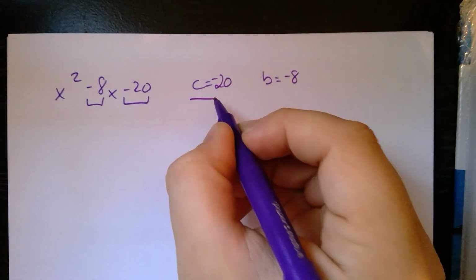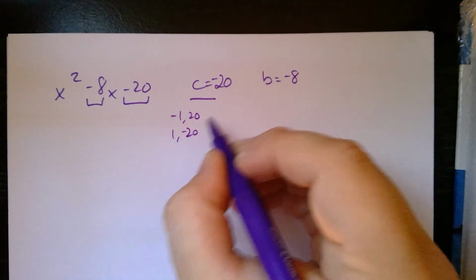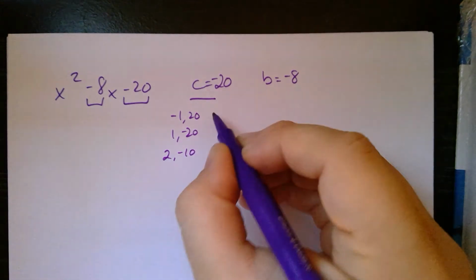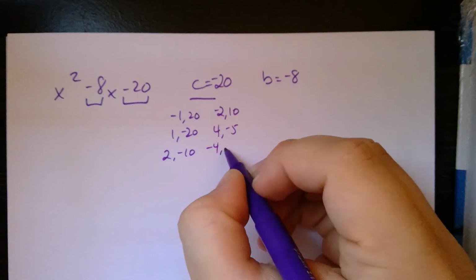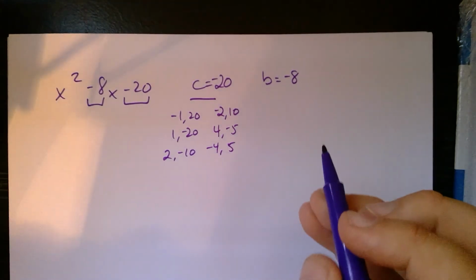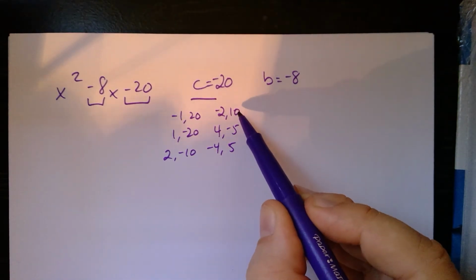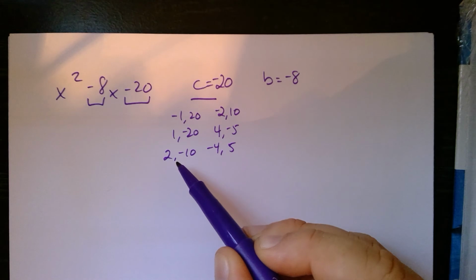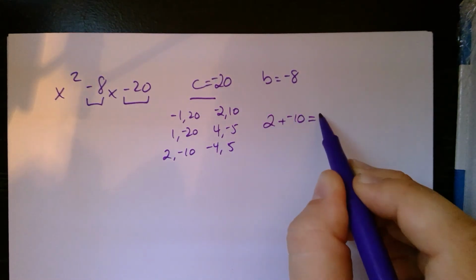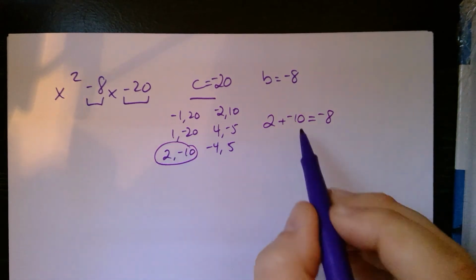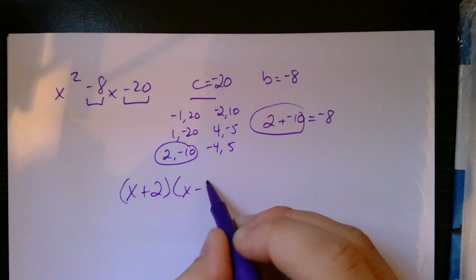All right. Now factors of negative 20. We have negative 1 and 20. 1 and negative 20. 2 and negative 10. Negative 2 and 10. 4 and negative 5. And negative 4 and positive 5. So if we're looking through these ones for which ones add to negative 8, let's see, we've got a positive 8 right here with negative 2 and 10. Oh, and here we go. 2 and negative 10 will give us negative 8. So 2 plus negative 10 equals negative 8. And we're going to plug those into our factored form.